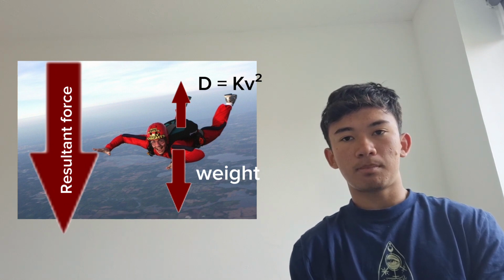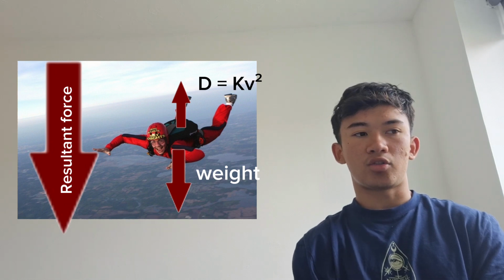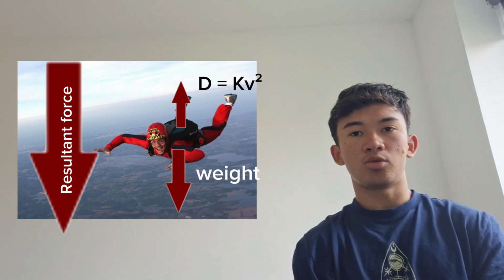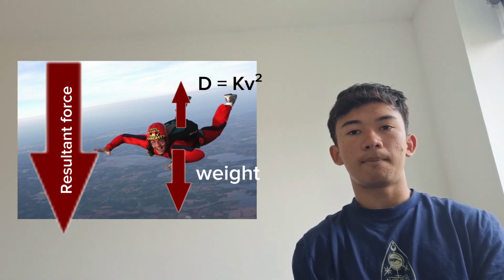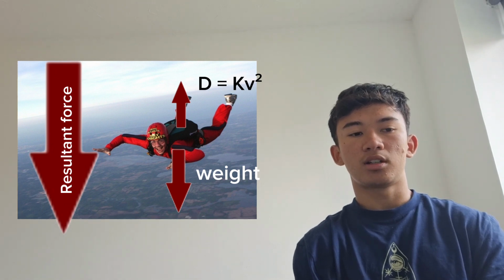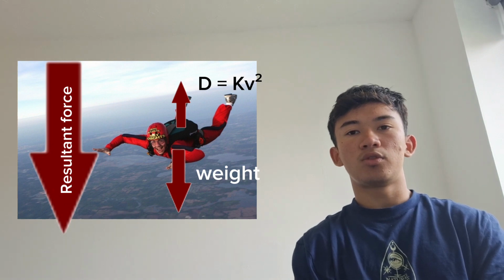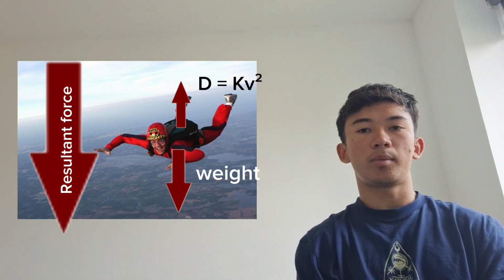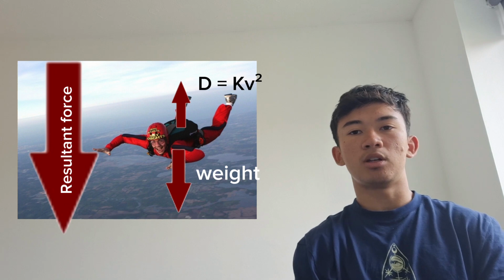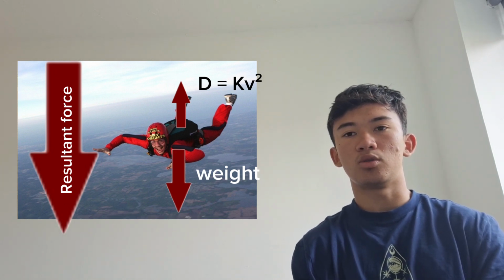And as the velocity increases, drag increases until drag is equal to the weight. Once drag is equal to weight, since they act in opposite directions, they'll cancel one another out, and the resultant force will be zero. Once the resultant force is zero, the skydiver will be traveling at a constant speed, also known as terminal velocity, and this describes Newton's first law.